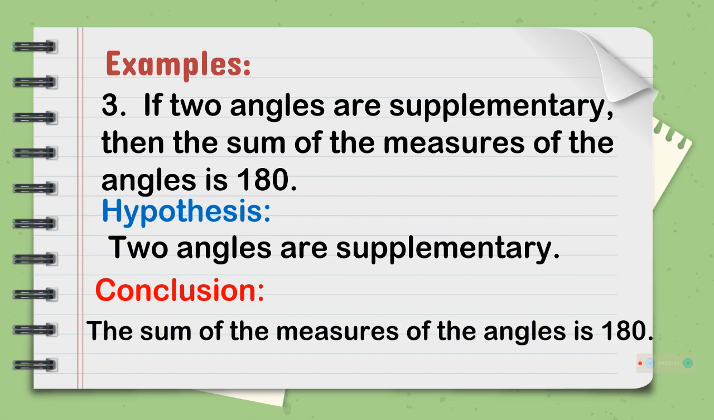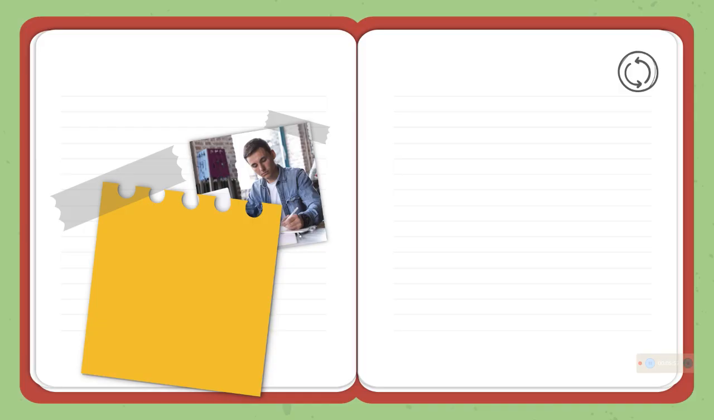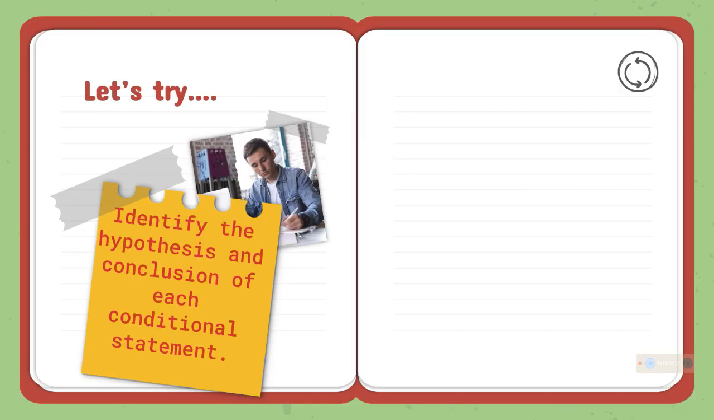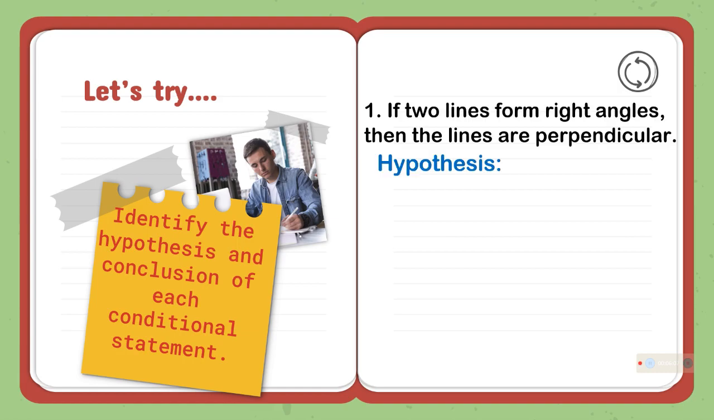Any question? If you don't have any question, let's try. You are going to identify the hypothesis and conclusion of each conditional statement. For number 1: if two lines form right angles, then the lines are perpendicular. What is our hypothesis here?